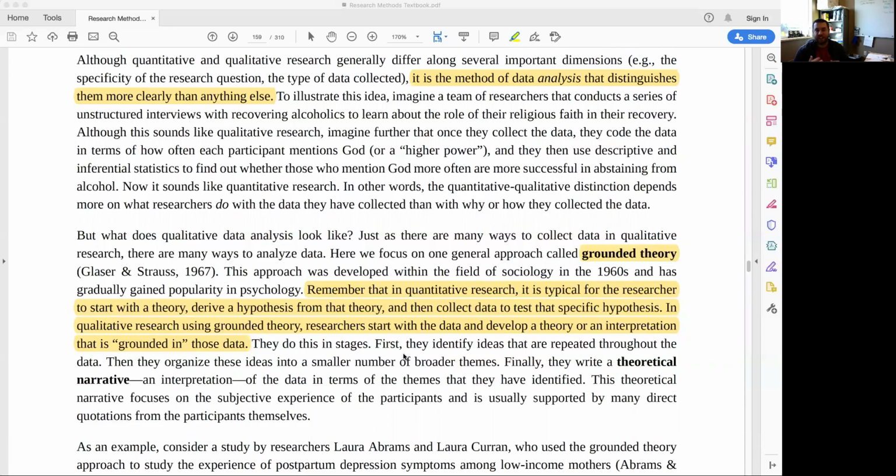So you have an idea, right? I'm interested in this topic. I have no idea what to expect, so I'm just going to collect the data. Once I see it, I'm then going to try to develop a theory based upon it.